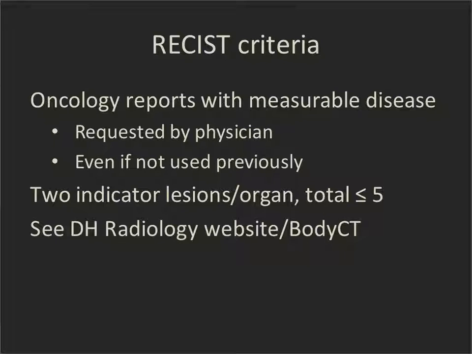Even if they have not been used previously in this patient, if they are requested by the physician, then you use them. Just the short version of this is that we identify no more than 2 indicator lesions per organ for a total of no more than 5. And we have very specific ways that we measure these.